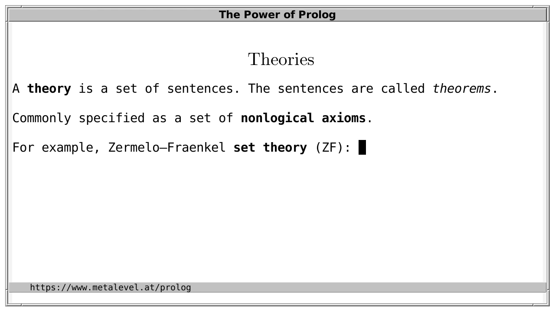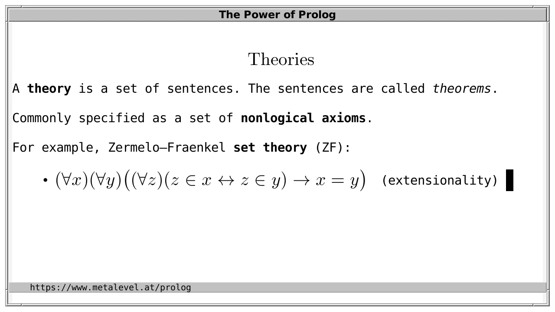A popular way to specify sets is Zermelo-Fraenkel set theory, abbreviated as ZF, and also ZFC, that is ZF with the axiom of choice. The axioms of this theory are, for example, the axiom of extensionality, that is, if two sets have the same elements, then they are equal. So formally, for all x and for all y, if it is the case that for all z, z is an element of x if and only if z is an element of y, then x and y are equal.